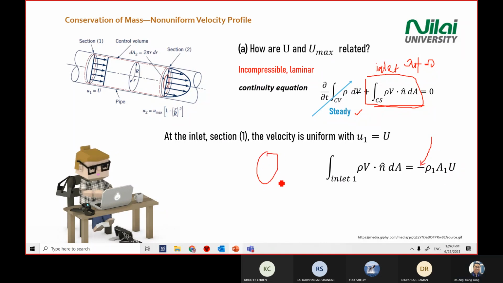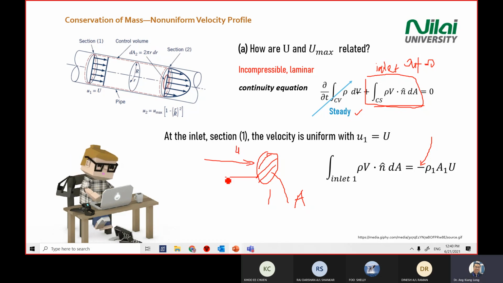You should already understand why there's a negative there. You draw section A, section 1. So this is your area. The flow is coming in with U, and the area vector always points outward. So U times A, with different arrow directions, gives you a negative sign. So you explain why there's a negative there, because it is an inlet.